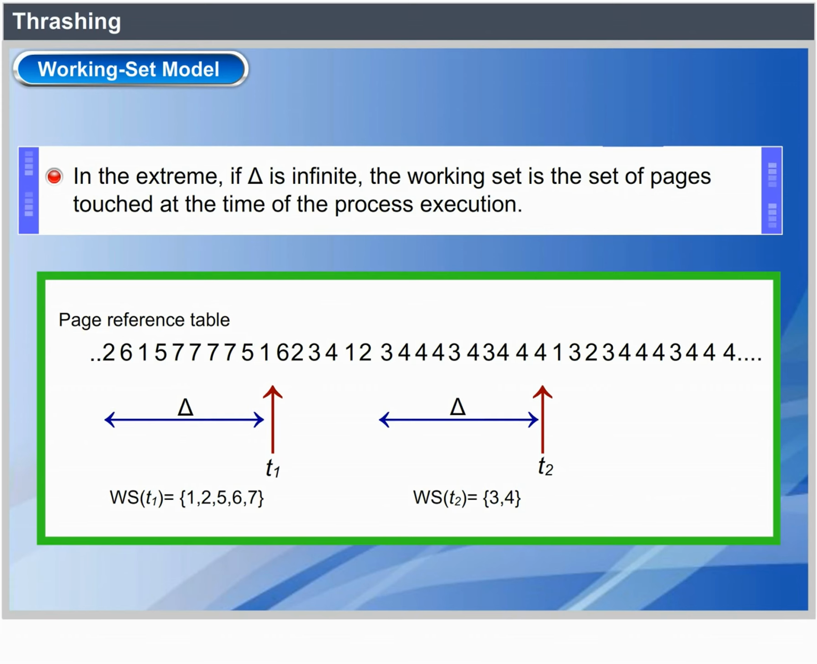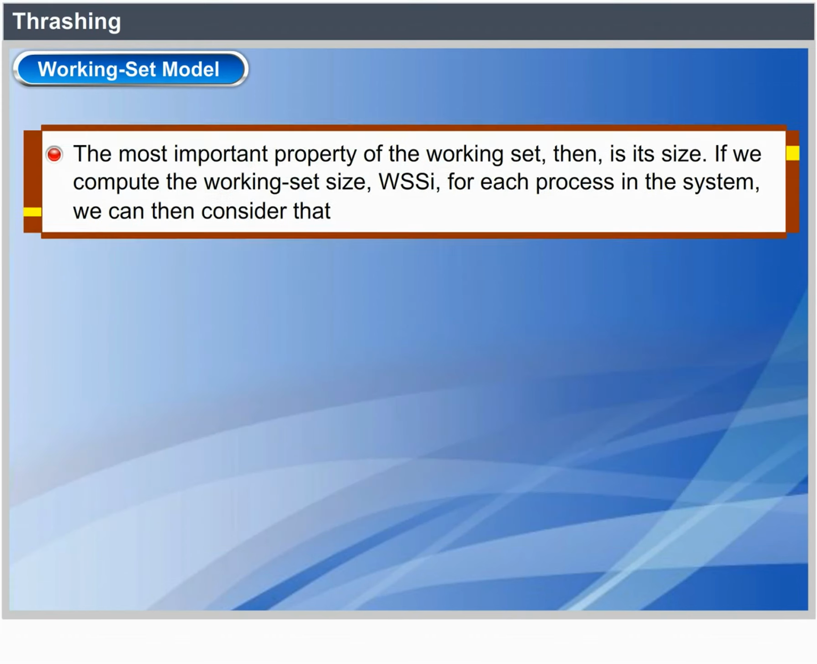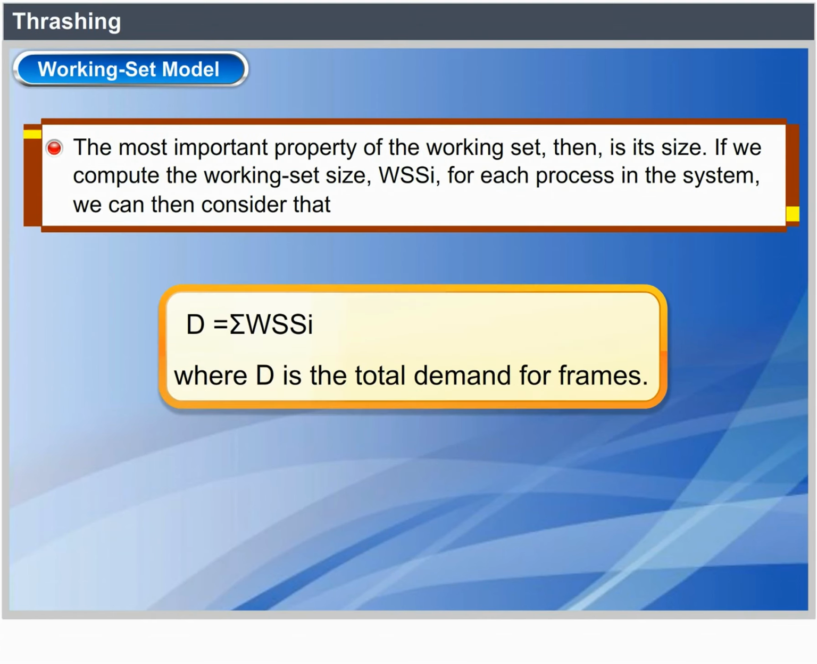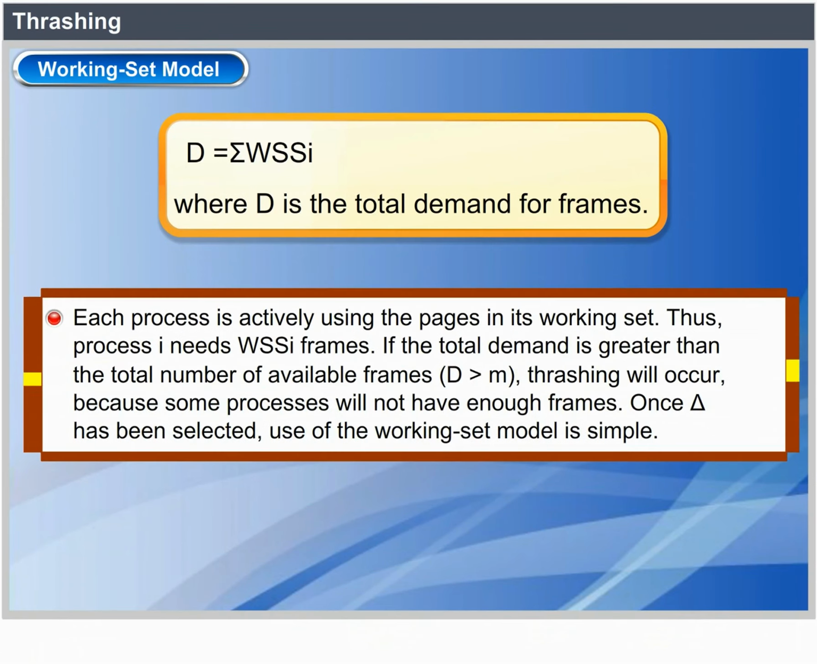If we compute the working set size, WSSi, for each process in the system, we can then consider that D equals the sum of WSSi, where D is the total demand for frames. Each process is actively using the pages in its working set. Thus, process i needs WSSi frames. If the total demand is greater than the total number of available frames, that is, D is greater than M, thrashing will occur because some processes will not have enough frames.